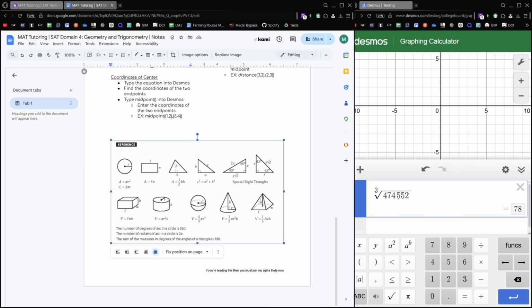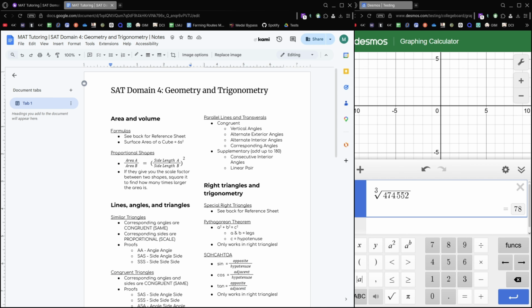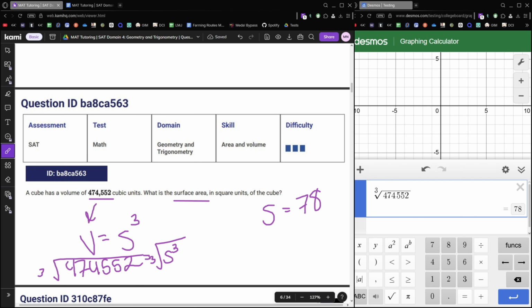Now to find the surface area, I did give you the formula right here. It's just 6 times s squared. Now if you didn't know that, here's a cube. It has 1, 2, 3, 4, 5, and 6 faces. So you do 6 times. And then the area of one of these faces would just be length times width, which is just s squared. So that's how you get that formula.